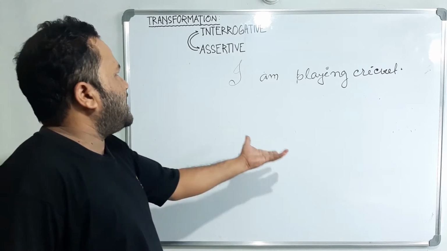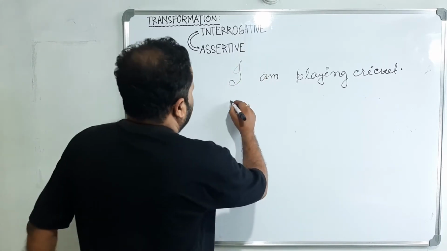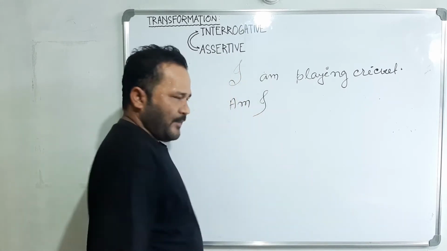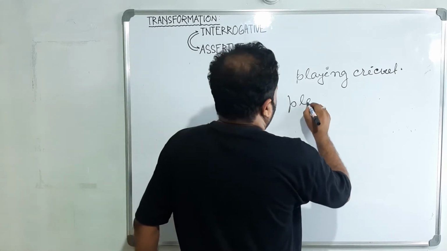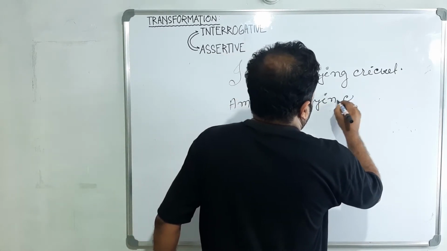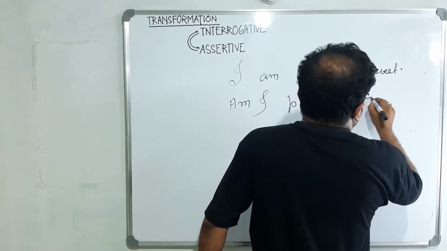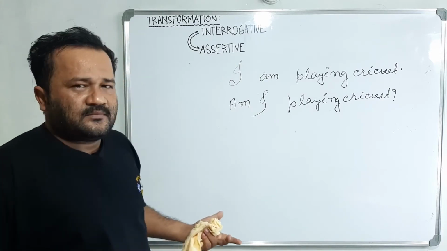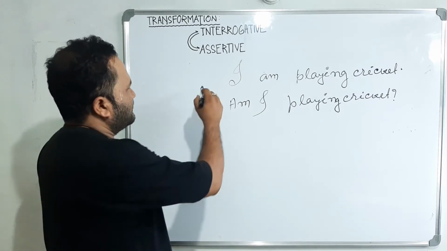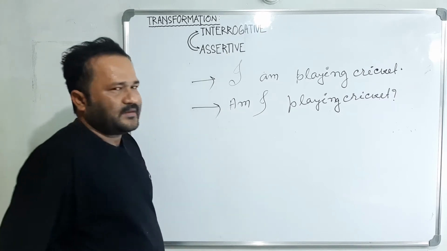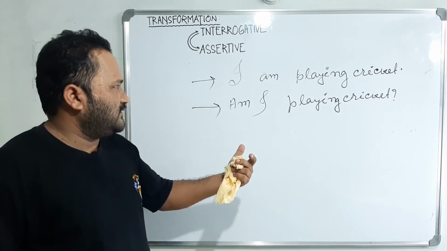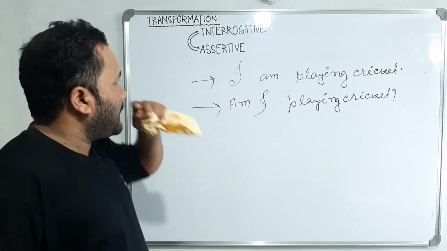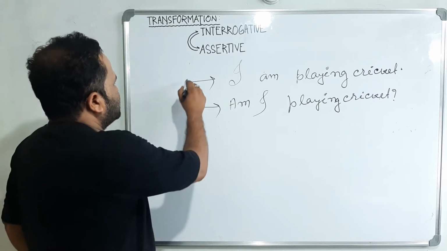Now I can easily turn it into an interrogative sentence, like put the auxiliary in front of the subject, that is I. Am I playing cricket? So the transformation is done. Yes, the transformation is done. That is transformation of form. The change is there. Change in the form or change in the structure. Yes, there is no doubt about it. So transformation is done.